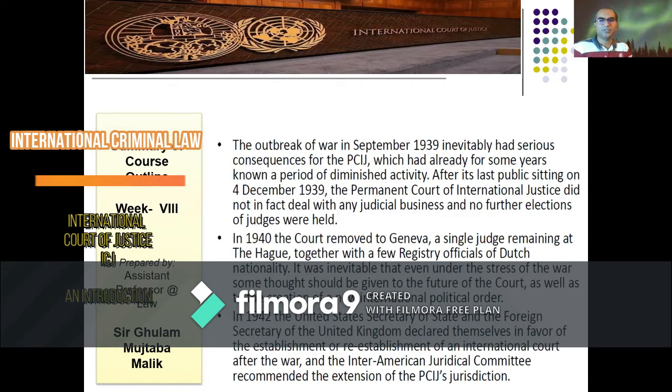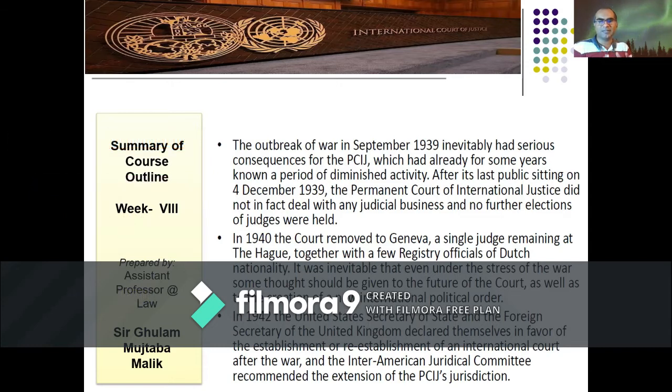In 1942, the United States Secretary of State and the Foreign Secretary of the United Kingdom declared themselves in favor of the establishment or re-establishment of an international court after the war. And the Inter-American Juridical Committee recommended the extension of the PCIJ's jurisdiction.